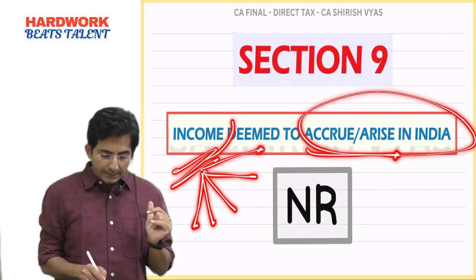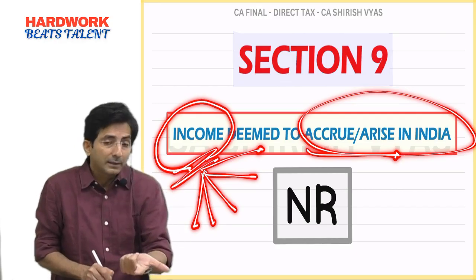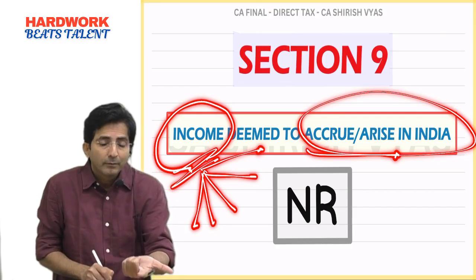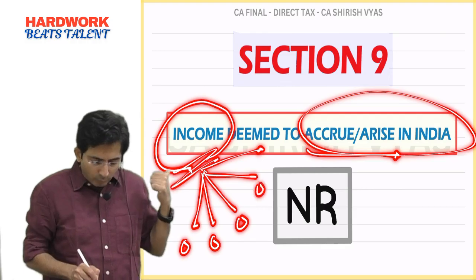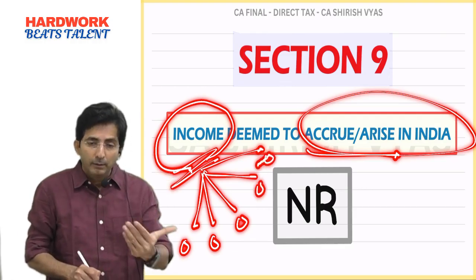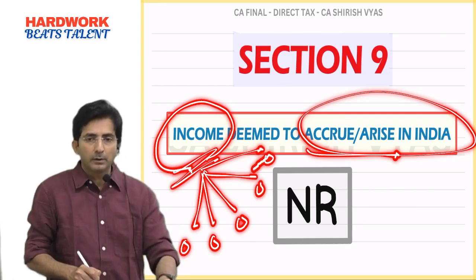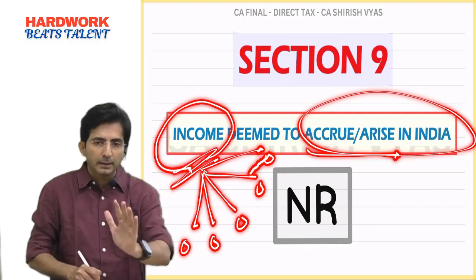Because we have to decide when income is said to accrue in India. So what are the types of income? There are 5 heads. For each head of income, one by one I will explain whether it is accrued in India or not. So tell me, what is the first head of income? Income from salary.